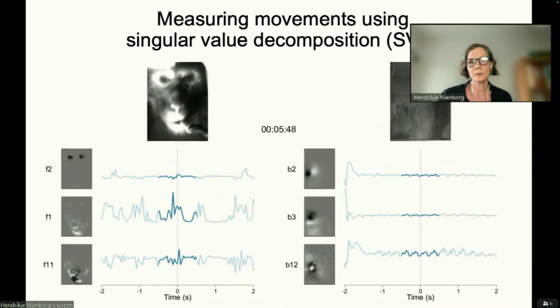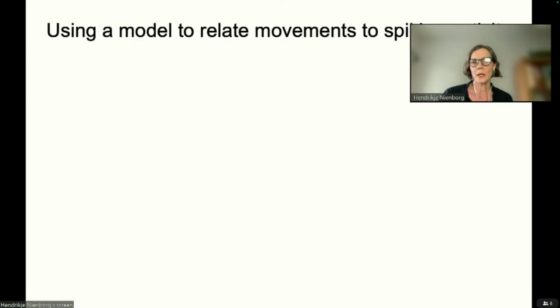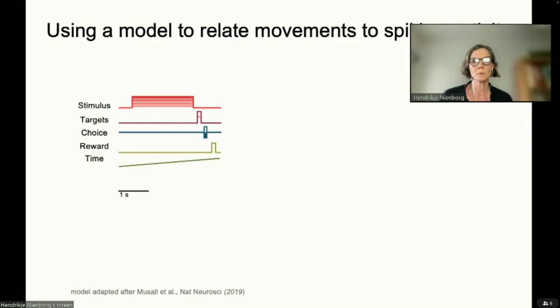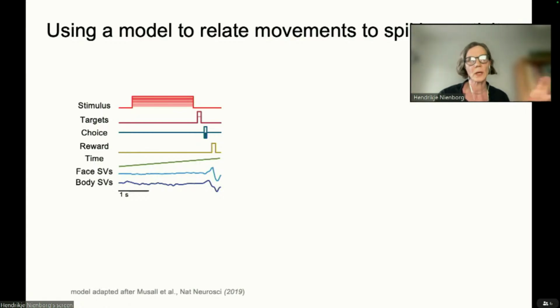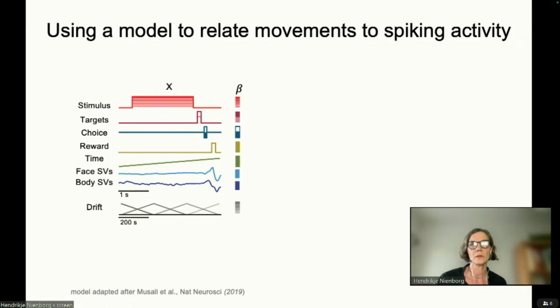So we had ways to quantify these movements. We could then relate this to spiking activity in these visual areas. And we did so by fitting a multivariate regression model that was also similar to the ones used in previous work in mice. And so we had task regressors, in particular stimulus, and then we also had the top 30 movement components for both the face view and the view targeting the trunk. And we had a slow drift regressor to take out very, very slow fluctuations or non-stationarities in spiking activity.